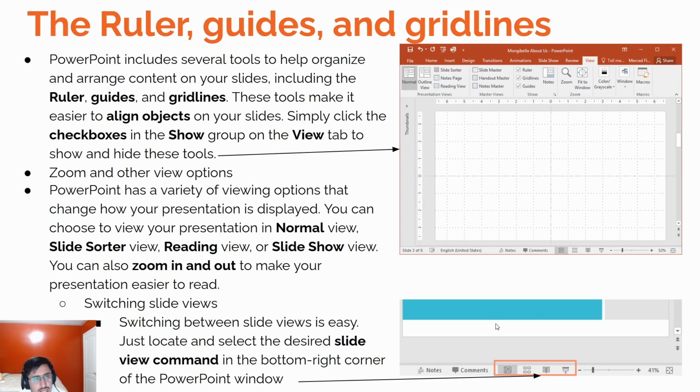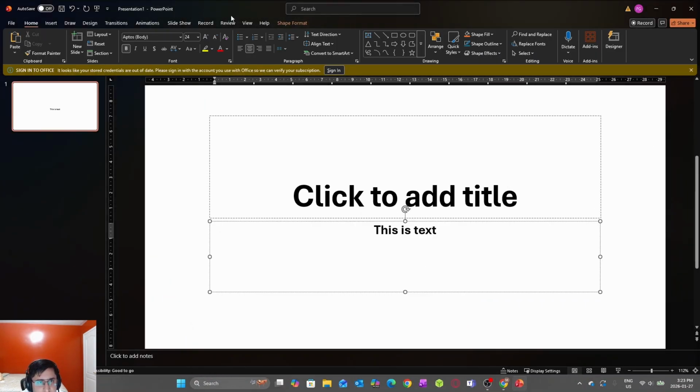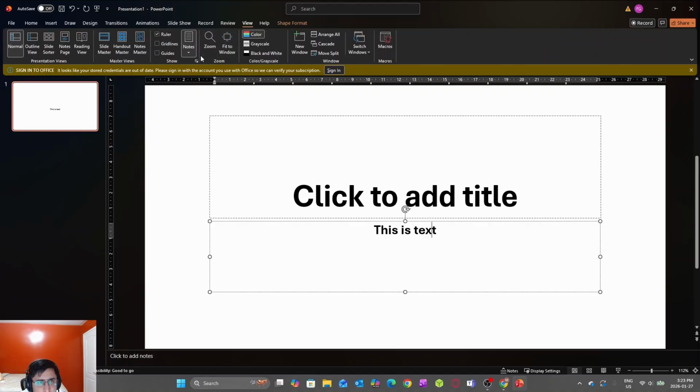Then we have rulers, guidelines, and grids. So PowerPoint includes several tools to help us organize and arrange content on our slides, including the ruler, guides, and grid lines. These tools make it easier to align objects on our slides, and we simply click the checkboxes in the show group. Click the view tab to view these options, right? So grid lines and guides. Let me just show you that because maybe I didn't elaborate on it too well. But look, if I click grid lines, we see grid lines, and then guides as well, right?